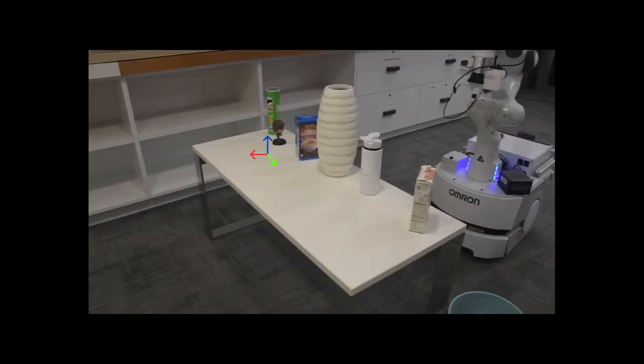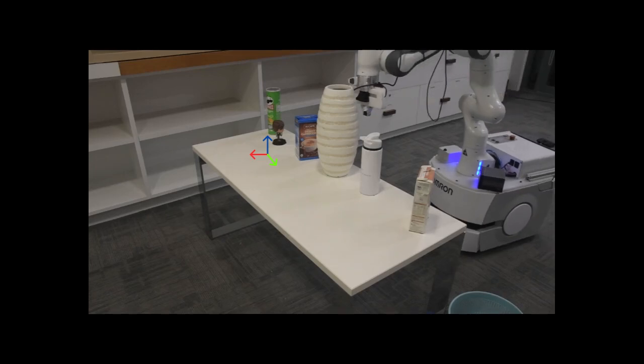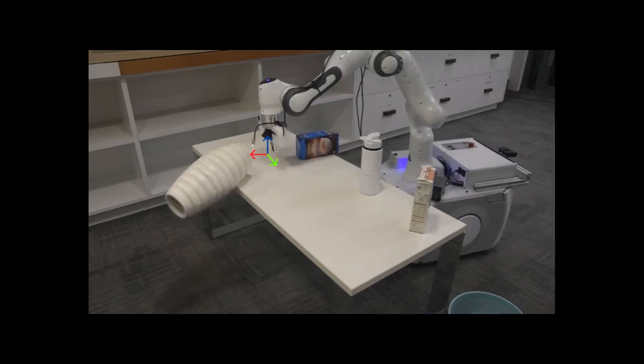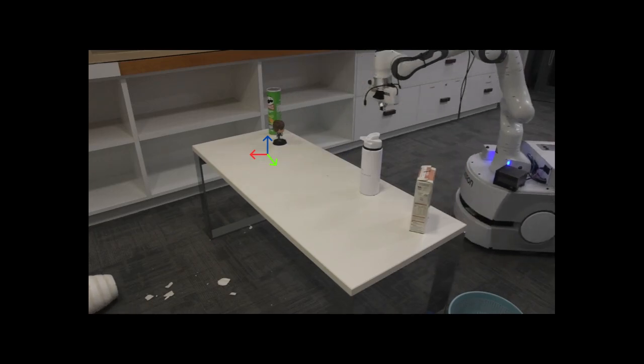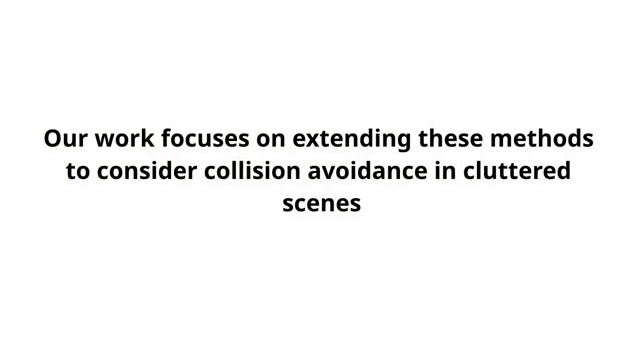However, current approaches cannot perform inside clutter scenes due to how they model obstacles. On the other hand, running these controllers without information about the obstacles can lead to collisions, as shown in the video. Our work focuses on extending these methods to consider collision avoidance in clutter scenes.